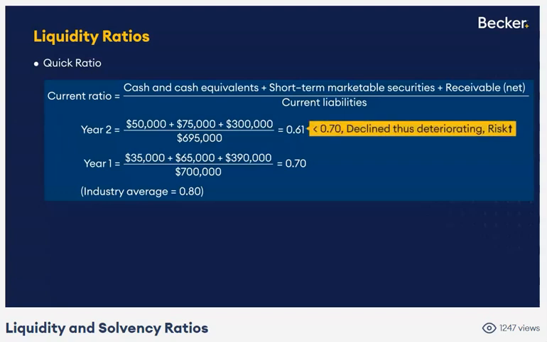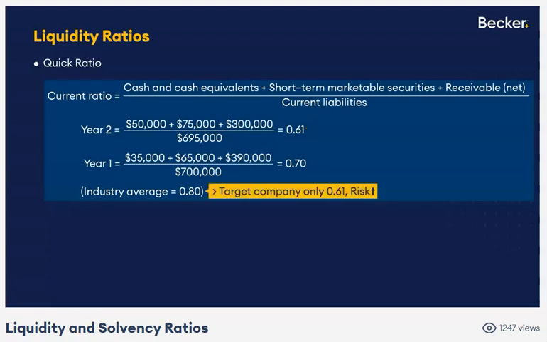So it declined. Like the current ratio, it declined. So thus, deteriorating. Looks like risk is going up a little bit. It's not a significant reduction, but relatively speaking, yeah, 0.7 to 0.61, yeah, we're deteriorating. Well, what about relative to the industry average? Well, we're much lower. 0.61 this year relative to the industry average of 0.8, yeah, we're riskier.